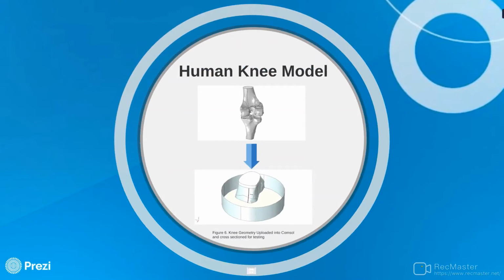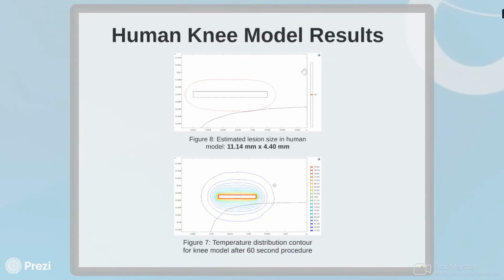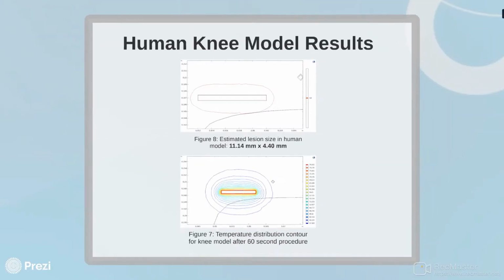Moving on from the control model, Team 10 was then able to create a more accurate representation of the human knee and what the procedure would look like. Pictured below are the human knee model results in the form of an estimated lesion size, as well as a temperature distribution contour. Physical validation testing will be an efficient way to determine whether or not this human knee model is accurate.